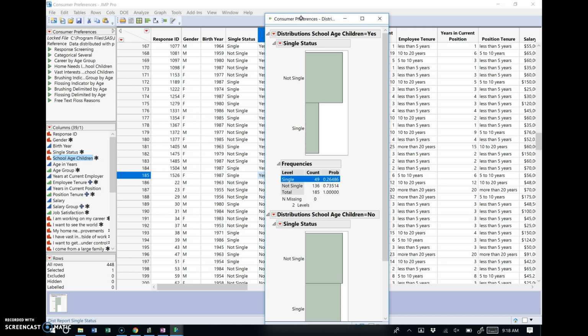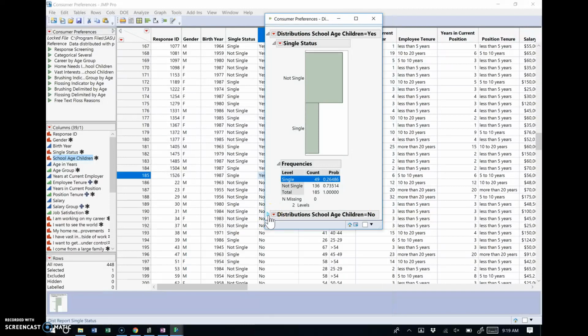So, as you can see, it cuts it. In other words, distribution school-age children, yes. In other words, we got school-age children, versus down here, school-age children, no. You know what? I'm not interested in these guys. I'm just interested in the people that say, yeah, I've got school-age children.